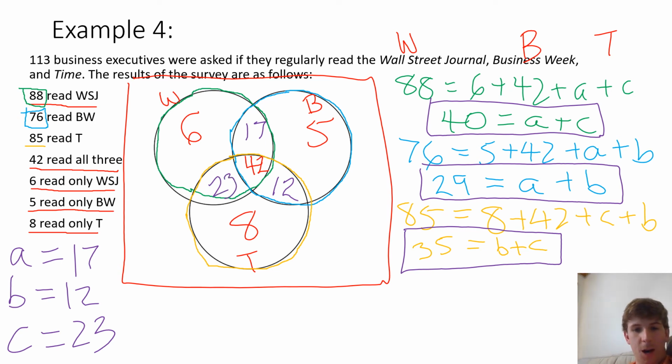And the final value, the people that read none of these. The way to get that is just to subtract everything from 113. If you subtract all those numbers inside there, you end up getting 113 minus 113, which is 0. So in this group of business executives, 0 people read none of the above. Everyone reads at least one.